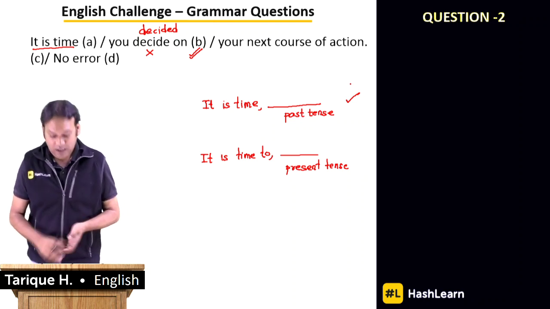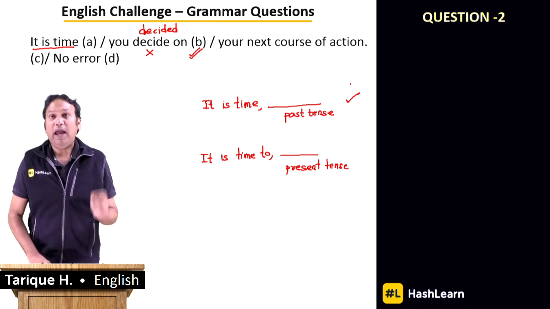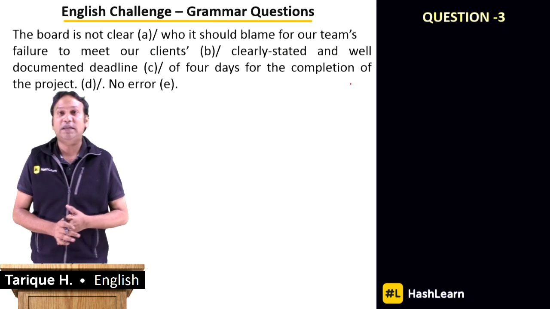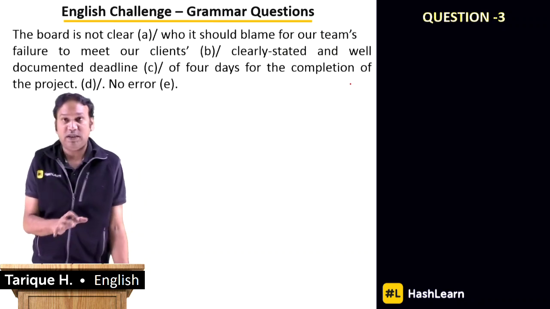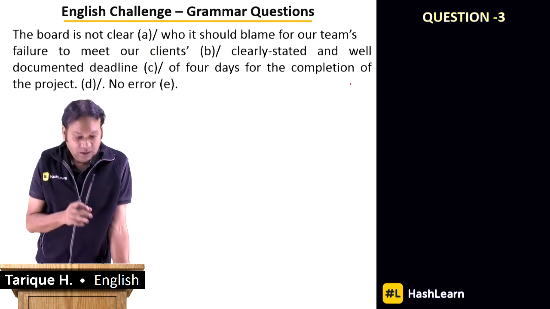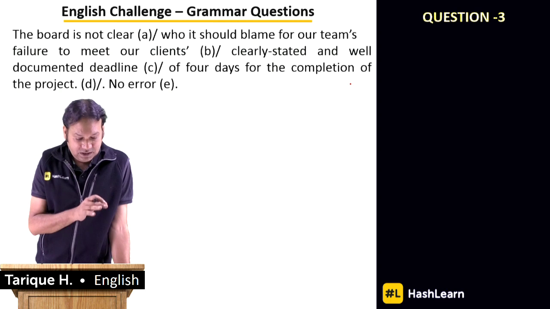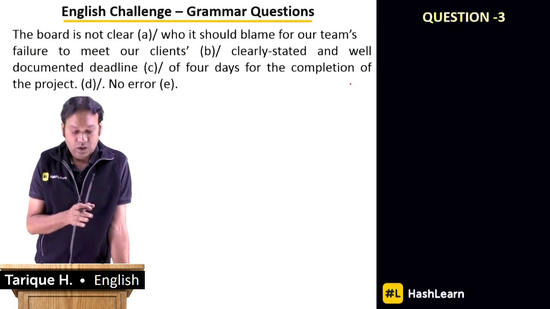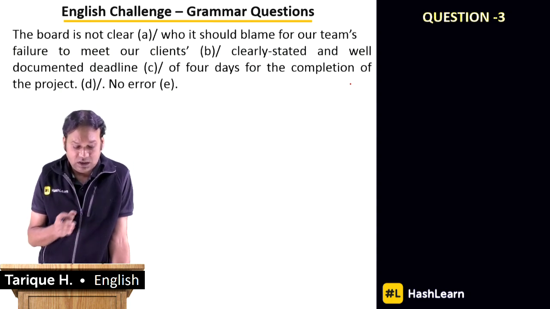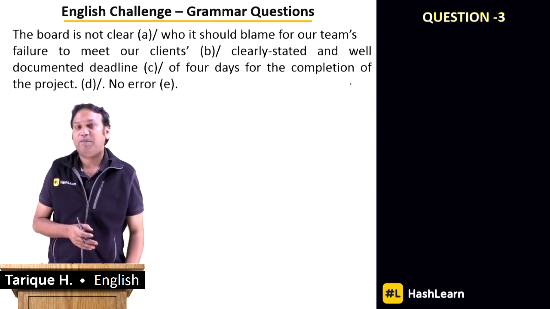That's question number 2. So I hope you have noted down, and let's move to question number 3 and see what is here. So this is a lengthy sentence, so I'll give you some time here, 20 seconds approximately, to read the sentence and then see what is the right answer. The sentence reads here, the board is not clear who it should blame for our team's failure to meet our client's clearly stated and well documented deadline of 4 days for the completion of the project.